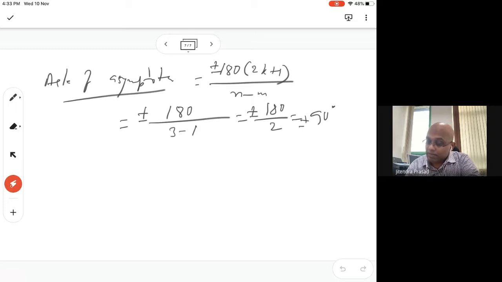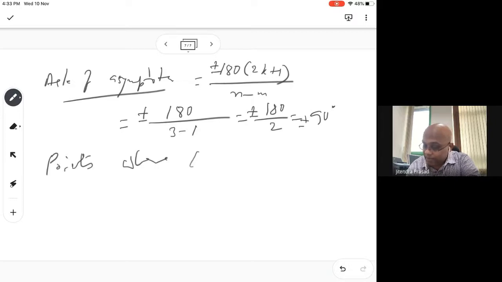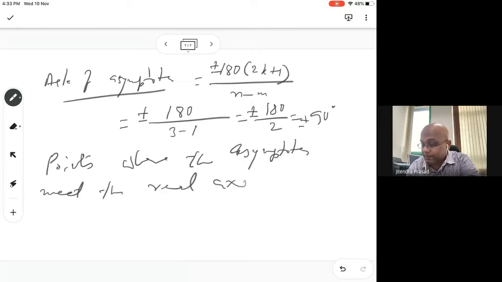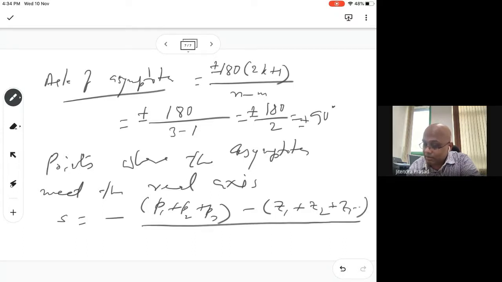Okay, so breakaway points. These are the points where the asymptotes meet the real axis. This is given by s equal to the sum of all the poles, p1, p2, p3, minus the sum of the zeros, z1, z2, z3, and so on, divided by n minus m.